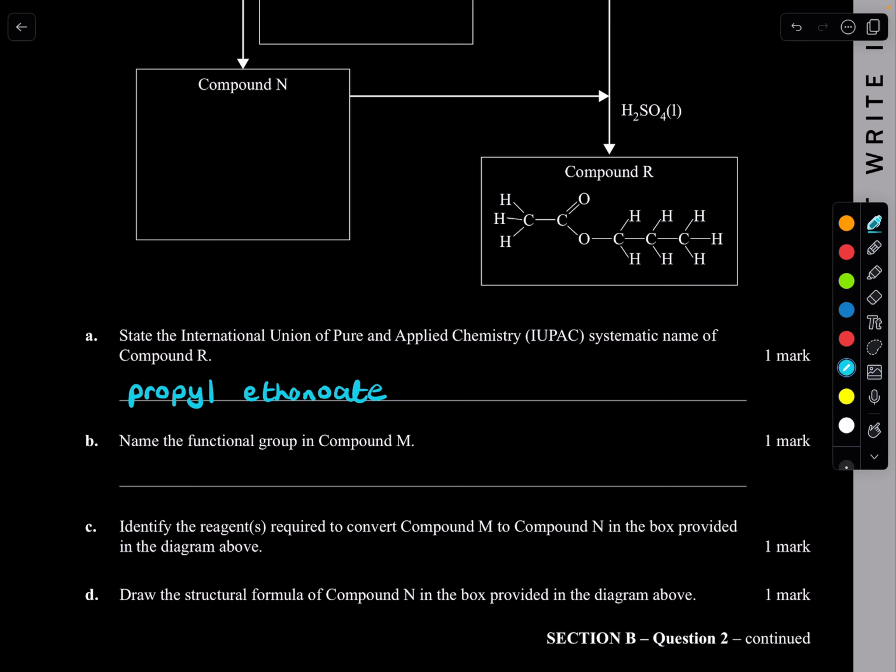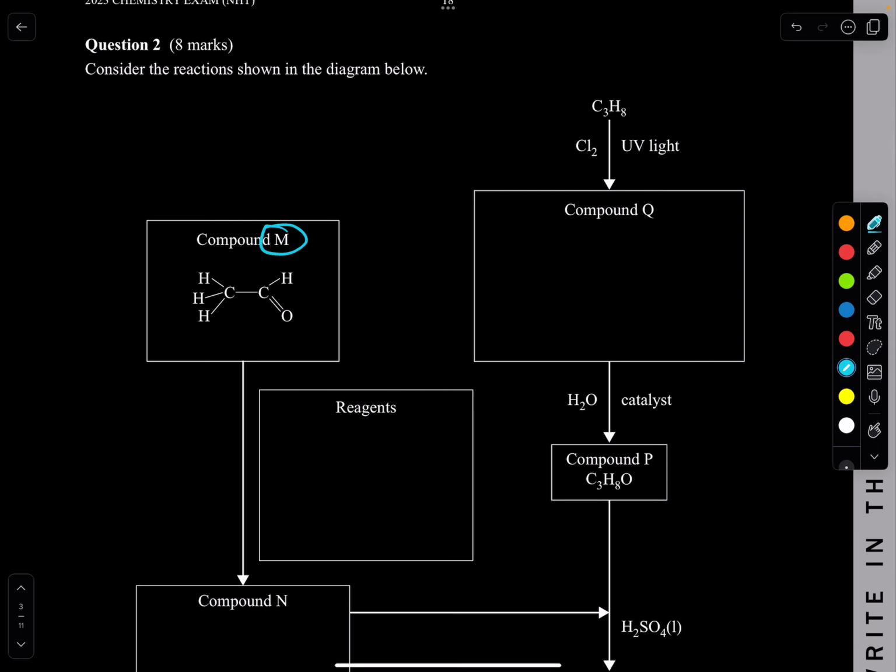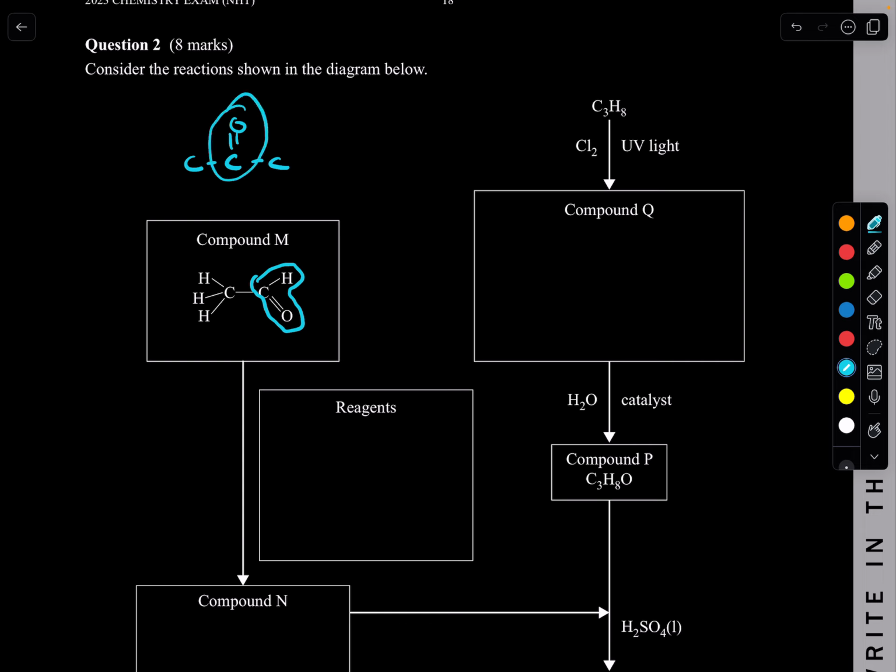Name the functional group in compound M. Where's M? Here it is. This is M. So this is the functional group we can see. Be careful, this is not a ketone. A ketone is in the middle. Can you see these carbons here? You can see it's only a C double O. There are actually no hydrogens bonded to it. It's never a C double O at the end.